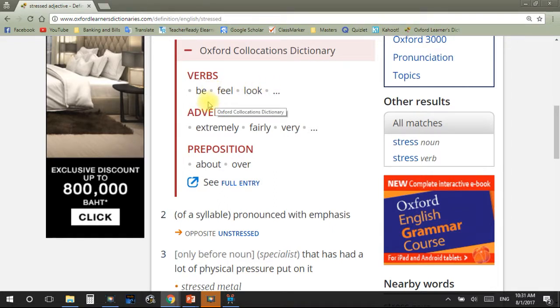Also, we see common adverbs. Extremely stressed. Fairly stressed. Very stressed. And also prepositions. Right? So I feel stressed about my job. Or I am stressed over my new position. Something like that. So we see these common prepositional collocations as well.